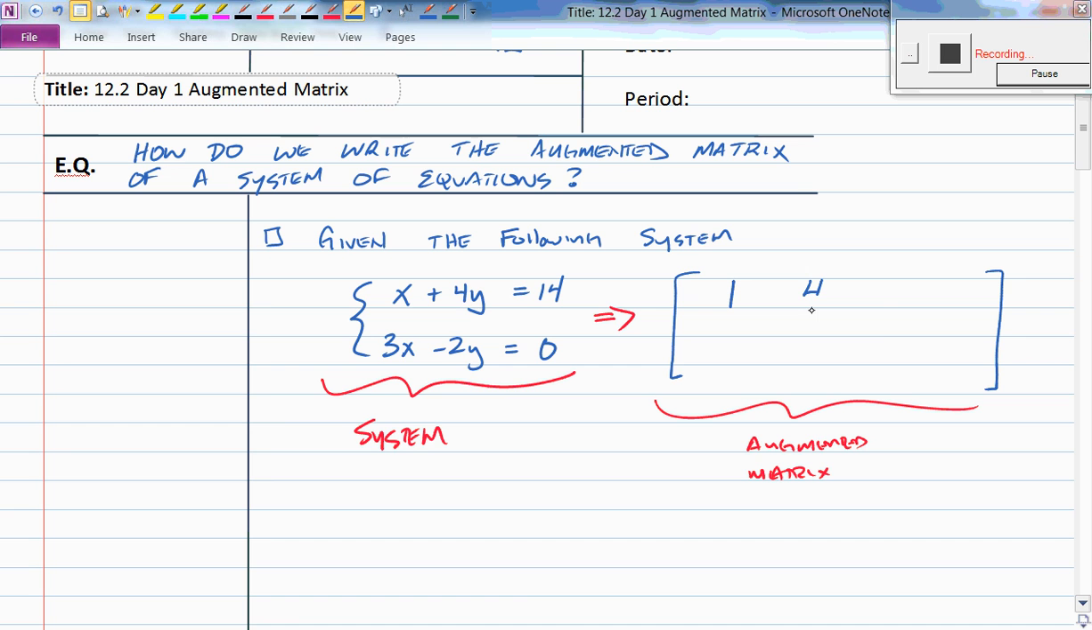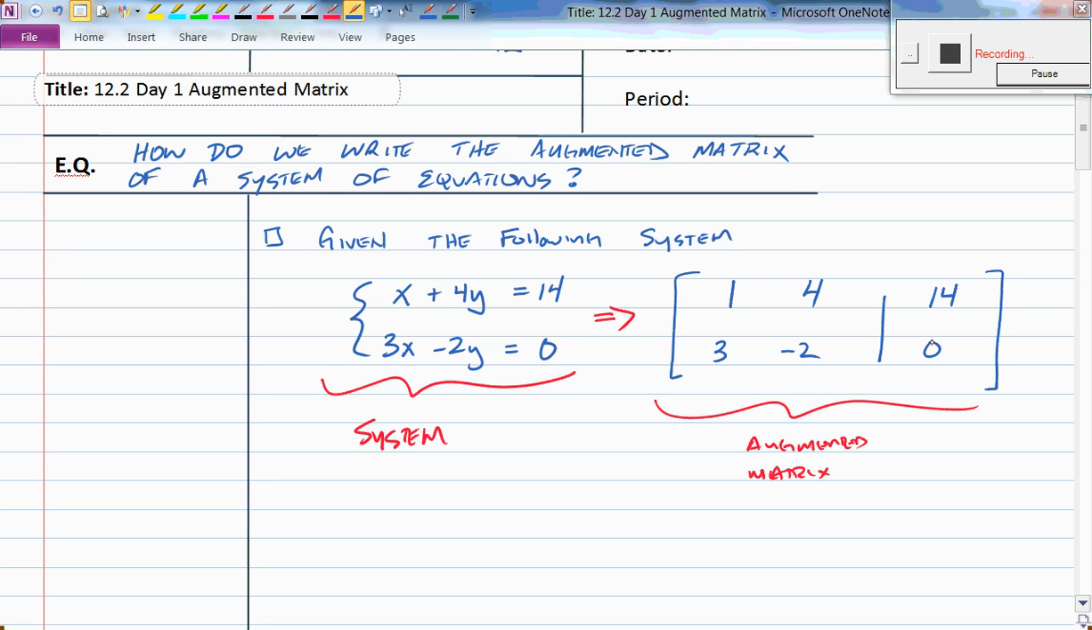4. Very good. Then there's sometimes a little bar here in the middle, and that is going to be representative of the equal sign. And then on the other side of the equal sign, what do we have there? 14. We have a 14. Okay. So I got 1, 4, 14. Can we do the same thing with that second row right there? What would it be? 3, -2, and 0. Okay, good.